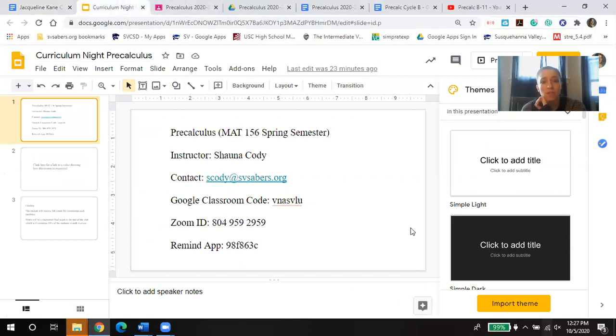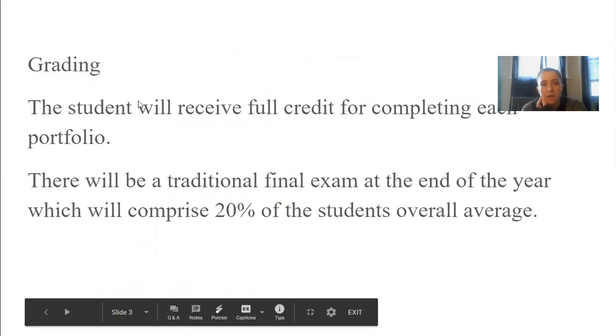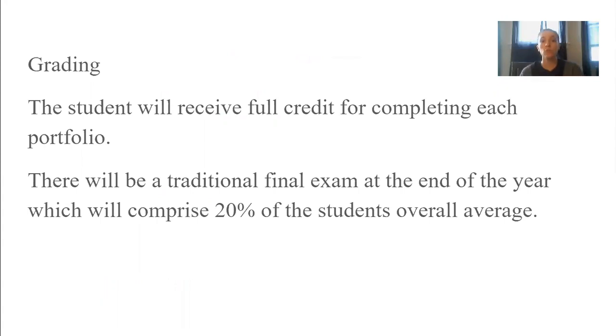Okay, I talked about how grading would be lenient. Right here, this is how the grading will be. The student will receive full credit for completing each portfolio, as long as they do all of that work and the quality is good. I may ask them to redo some things if the quality doesn't look good, but as long as they're completing their work, they're just going to get full credit. So you'll see 100 on their report card.